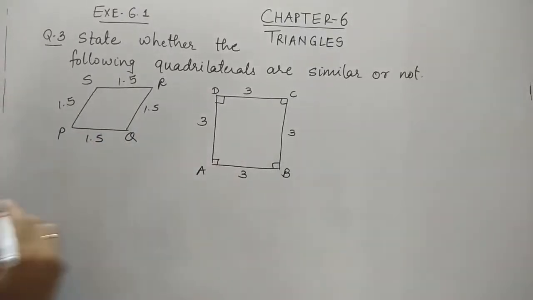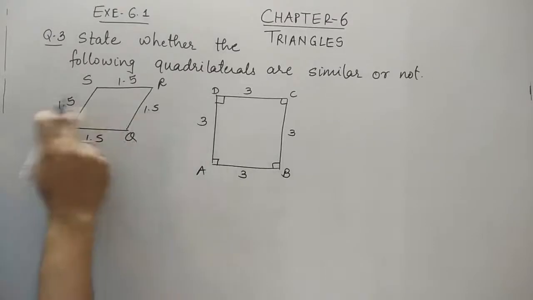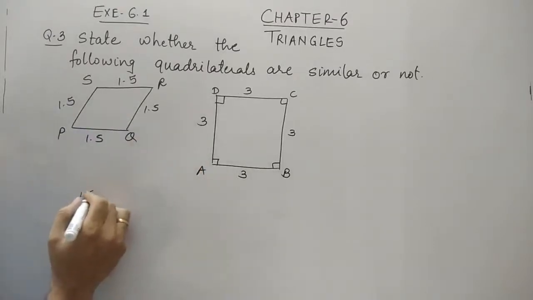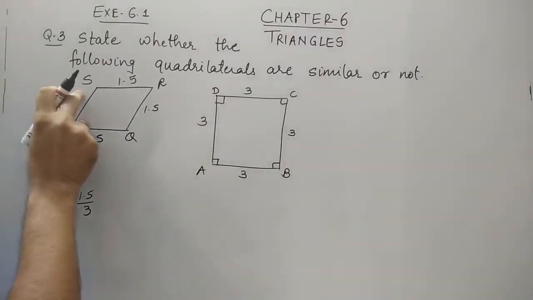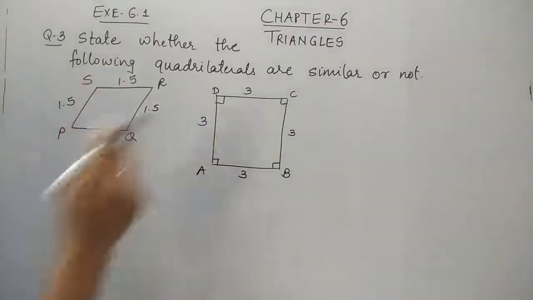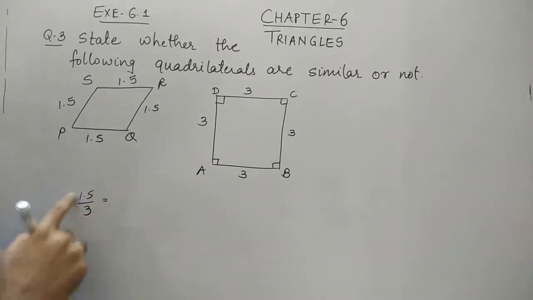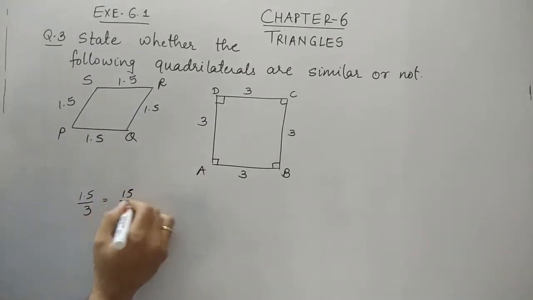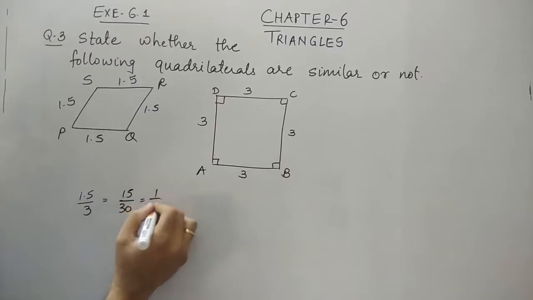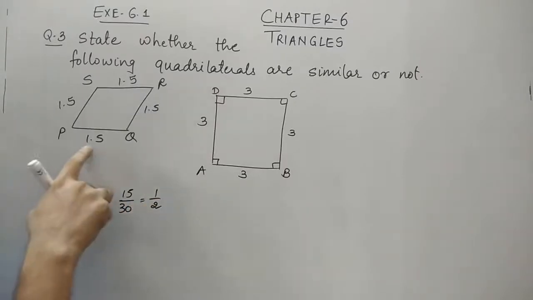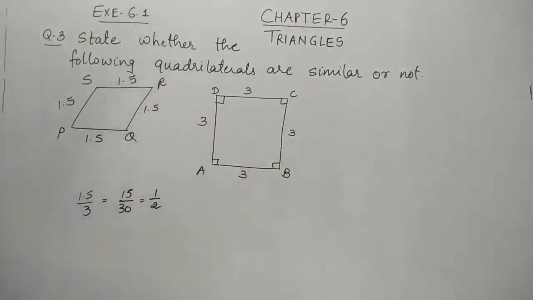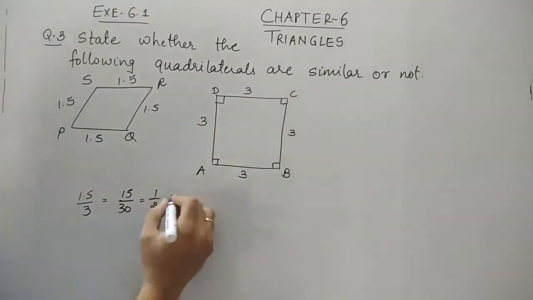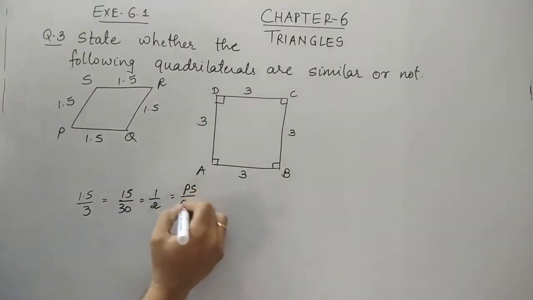If we look at the ratio of the sides, 1.5 upon 3 or 3 by 1.5, आपको जो करना है, both are fine. But as we have taken this side first, obviously in the second we have to go for the same. If we do the ratio, it comes 1.5 by 3, so 1 by 2. हमने PS और AD का ratio किया, 1 by 2 आया. That is PS upon AD.